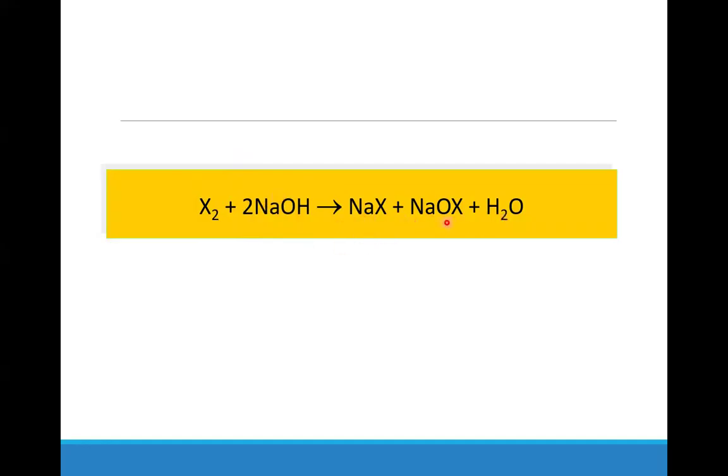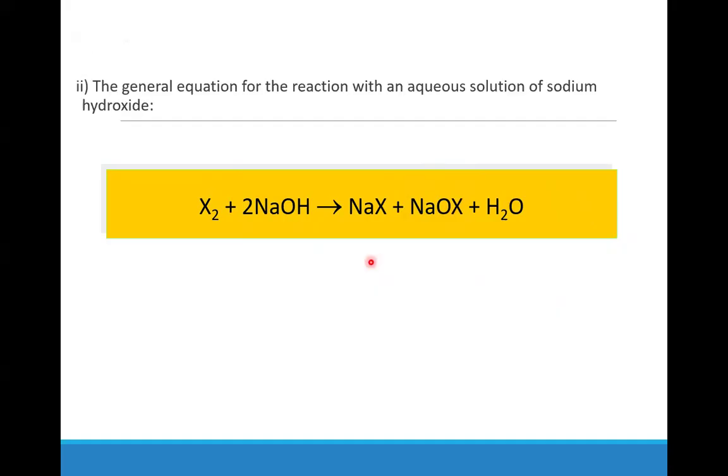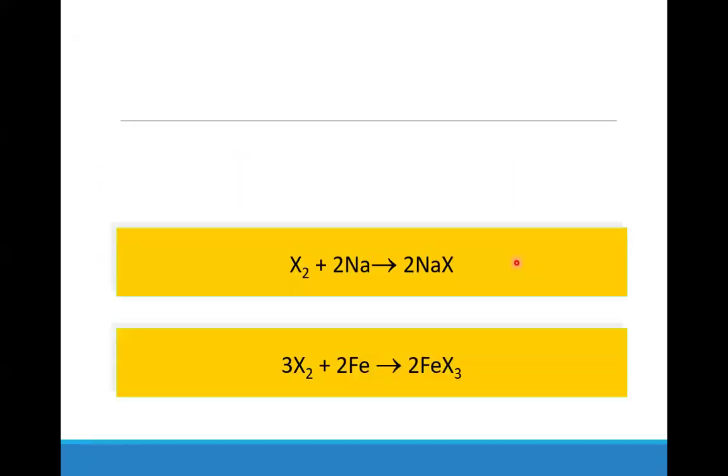It forms a compound containing a group 1 element, oxygen and halogen, and forms water. Okay, so just need to memorize these reactions. Okay, write them like this. So for example, if chlorine is here, it will form sodium chloride, NaOCl, and then water, right?